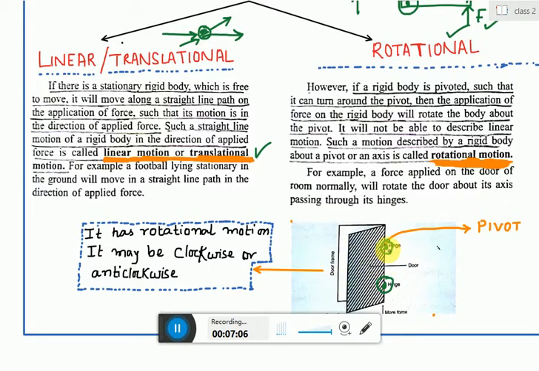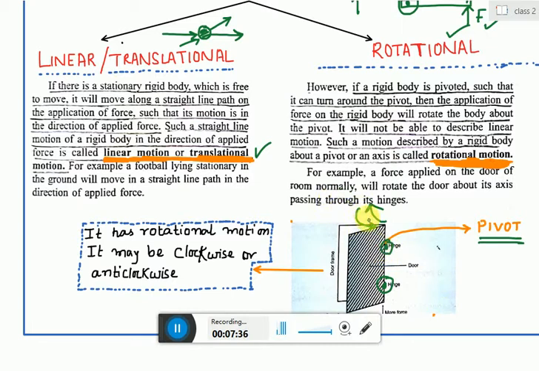So it is hinged. This hinge is basically the pivot that I am talking about. This is the pivoted point. Now if you push or pull the door, if you pull this, it will open the door. So this is a rotational motion, or if you push this, it will close the door. So it is also rotational motion. Now there can be two types of rotational motion that I want to discuss right now. Rotational motion can be either clockwise or anti-clockwise.